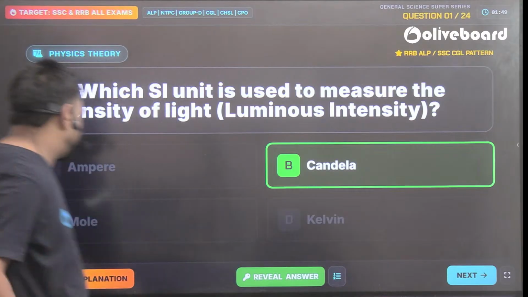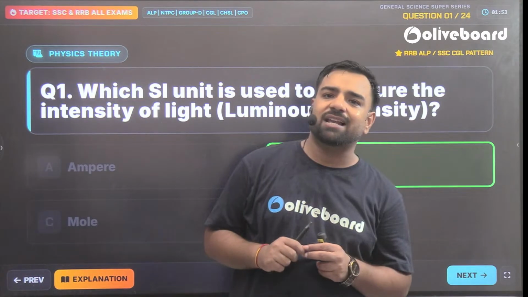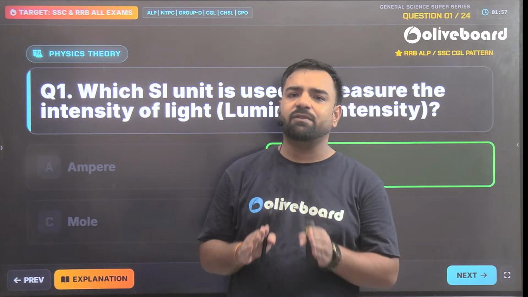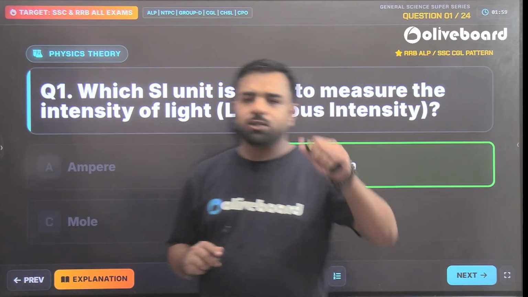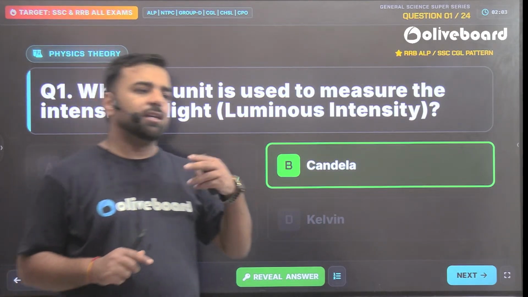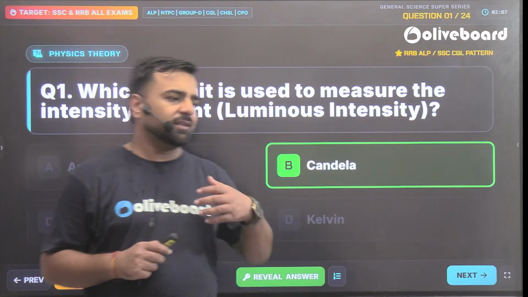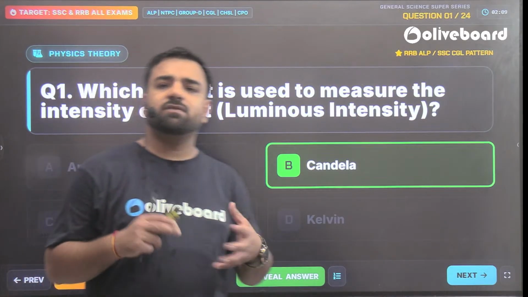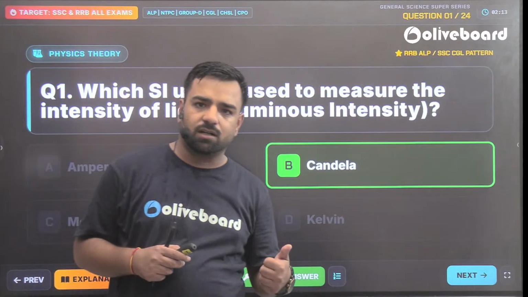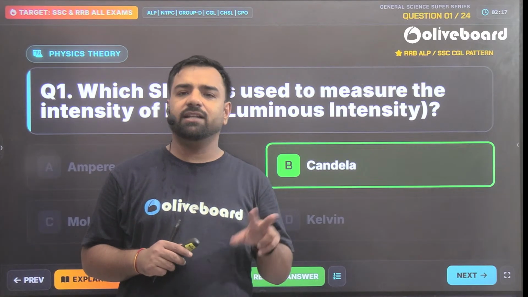So candela is the correct answer. But what about the other options? Mole is the unit of the amount of substance, and Kelvin is the SI unit of temperature. These were the 7 fundamental quantities we were discussing: mass, length, time, luminous intensity, for which the unit is candela, then amount of substance, and so on. And yes, there are 2 supplementary quantities: plane angle and solid angle, and the units for them are radian and steradian.